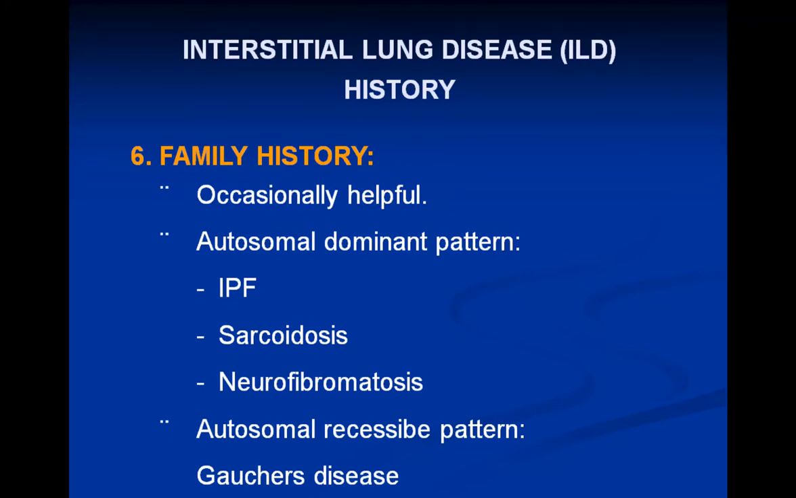Gaucher's disease is a metabolic disorder where there is abnormal fat accumulation. There will be enlargement of the liver and spleen, with deposition of glucocerebroside in the monocyte-macrophage system. So Gaucher's disease also leads to interstitial lung diseases.